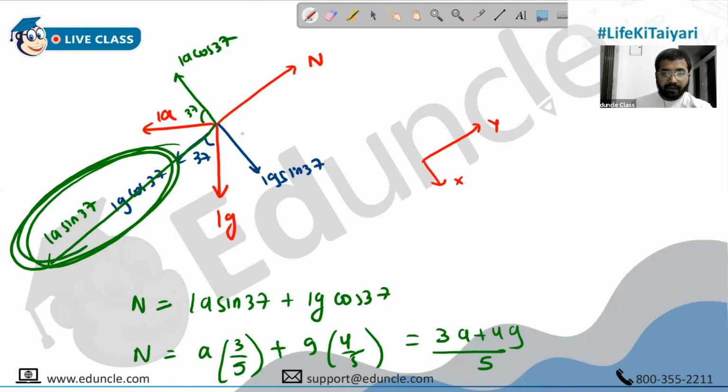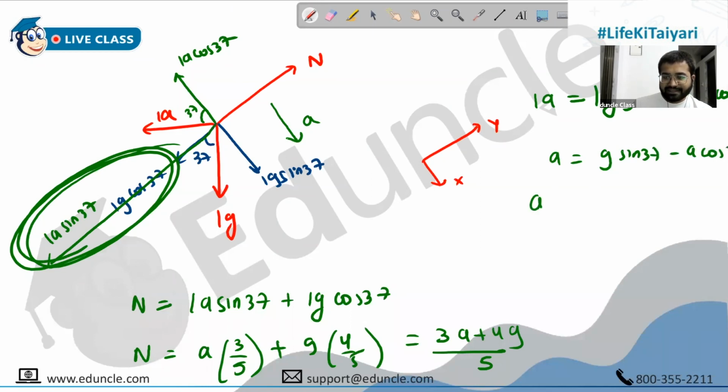Next, again, we don't know whether the system is accelerating or not. So this is the tendency of acceleration. So we are predicting there will be acceleration, mass into acceleration, 1 into acceleration. It is given by 1g sin 37 minus 1a cos 37. So we have got acceleration, which is g sin 37 minus a cos 37.